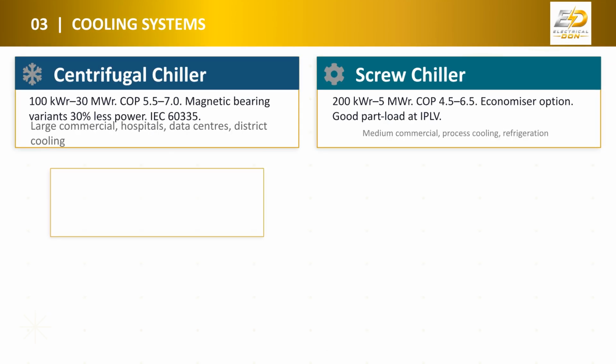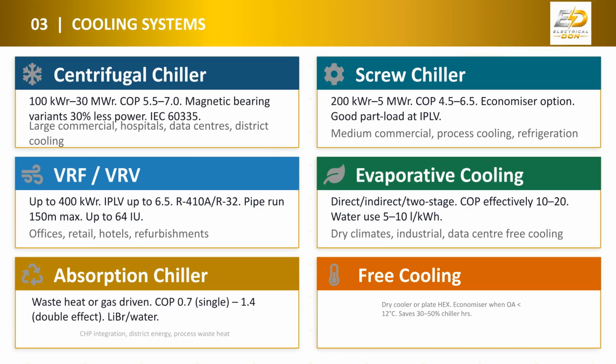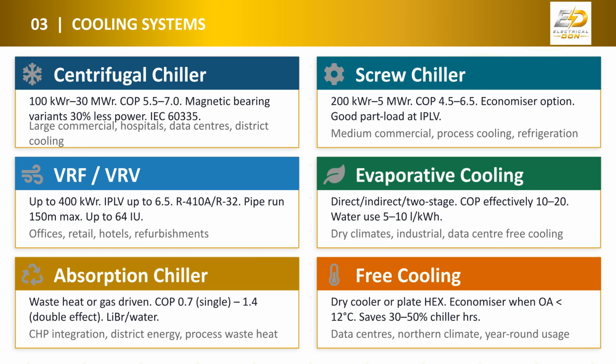We explore various cooling systems. Centrifugal and screw chillers are used for large and medium commercial applications, offering high COP values. VRF systems provide flexibility with high IPLV. Evaporative cooling is effective in dry climates, offering high COP, but using water. Finally, free cooling leverages dry cooler or plate heat exchangers when the outside air temperature is low to save energy.